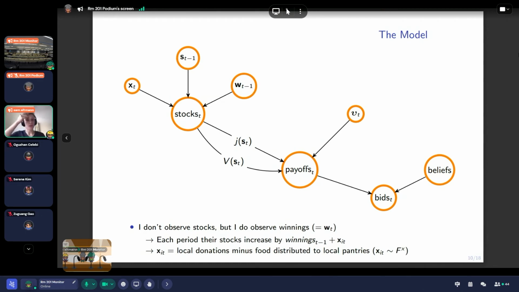Now, as I said, I don't observe stocks, so I'm going to assume a stock process. Each day, your stocks depend on your stocks from yesterday, S_{t-1}, your winnings from yesterday, and also this random variable X, which is just going to be your local donations minus the food that you distributed to food pantries. I'm going to assume that X is exogenous, so food banks take as given what food they receive from local donors and what food pantries come and take from them.